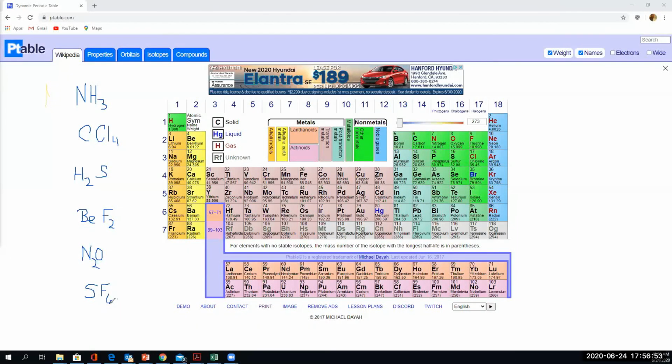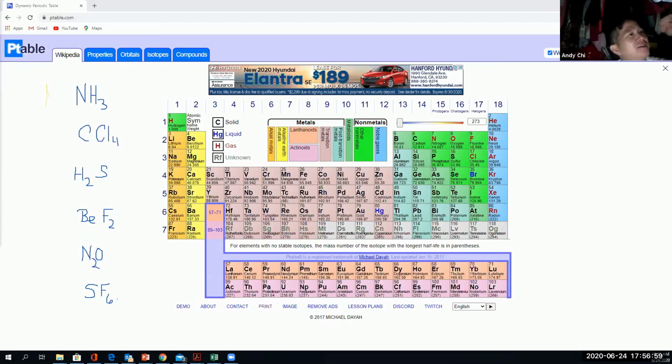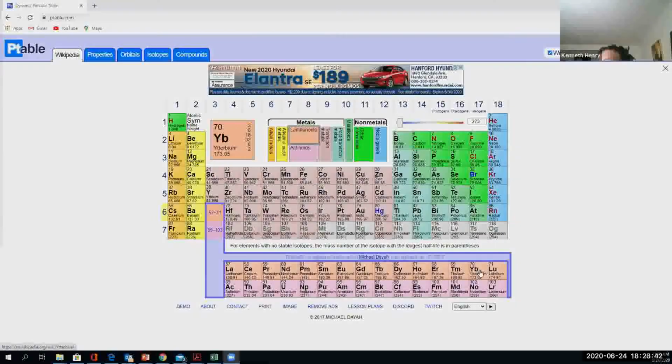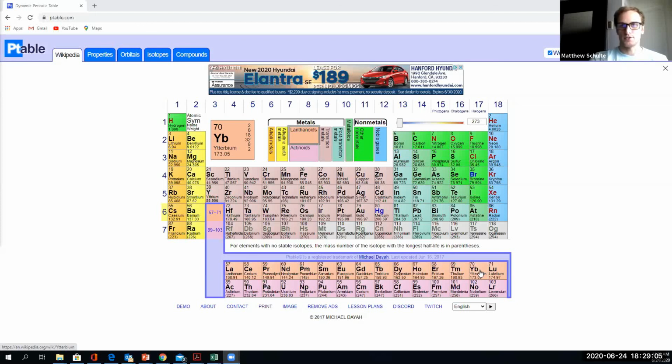Are you gonna put us in groups? Yes. Okay, are you ready? What are we supposed to do with these ones? The same thing? Lewis dot structure. Since you guys have completely done it, each of you is going to be responsible for showing me one Lewis dot structure. Matt, you're going to do the first one, which is ammonia. Just annotate on the screen here.